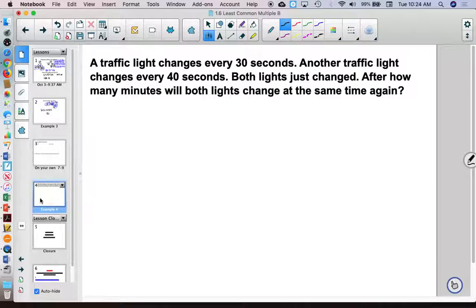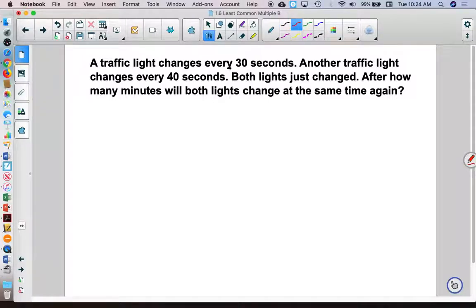Another traffic light changes every 40 seconds. One's 30, one's 40. Both lights just change. After how many minutes will both lights change at the same time again? Okay, what numbers are important to us in this? 30 is important, and 40, but I'm also going to circle those labels because that's kind of important. Do you agree? 30 seconds and 40 seconds.